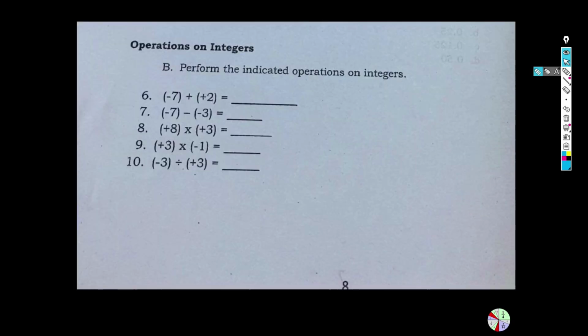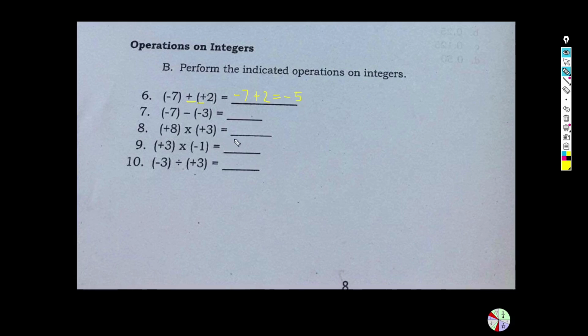Perform operations on integers. Perform the indicated operations on integers. Okay, so negative 7 plus positive 2. When positive and positive are multiplied, it remains positive. So that will become negative 7 plus 2, which equals negative 5. That is the answer, negative 5.